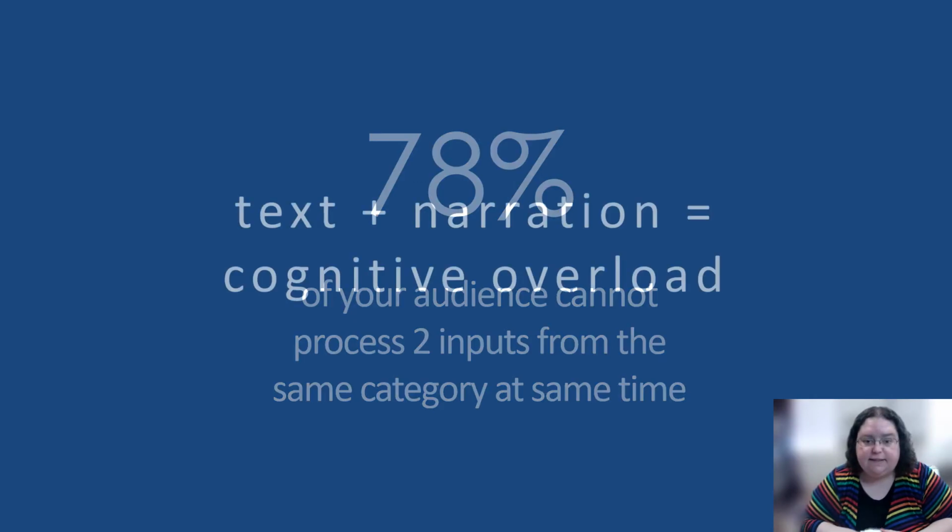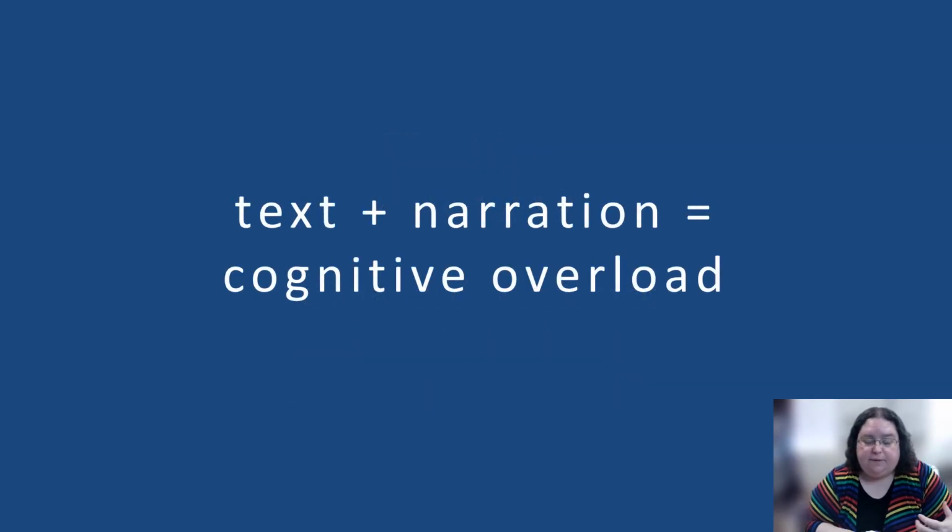What this is called is cognitive overload. When you have both of those things happening at the same time, your brain just can't handle that amount of information and just takes one preferentially over the other.